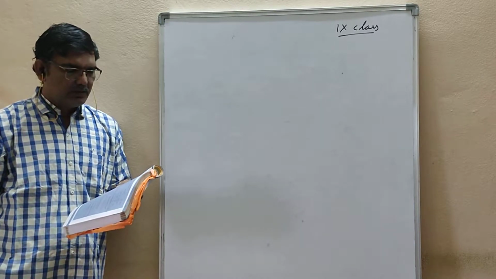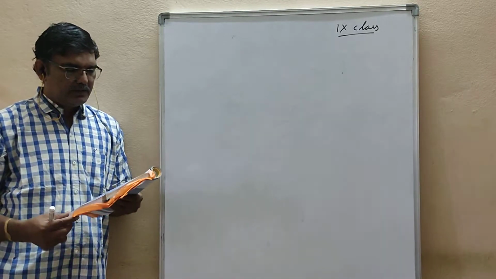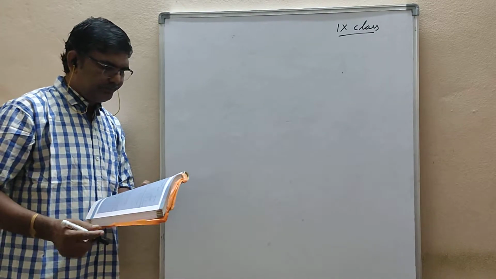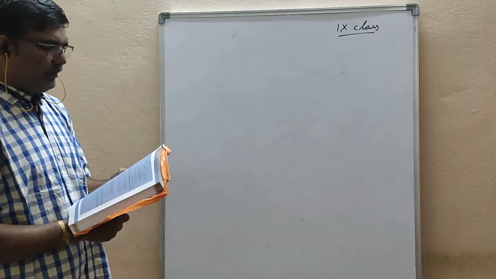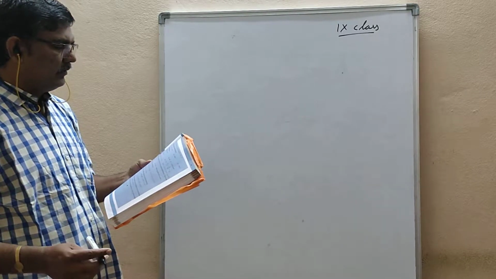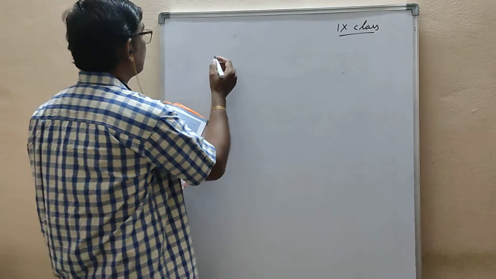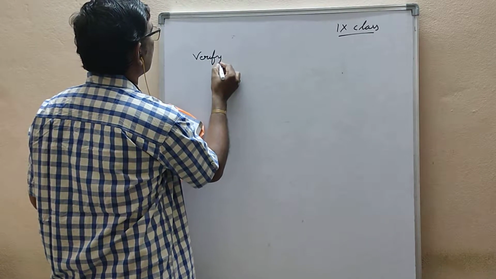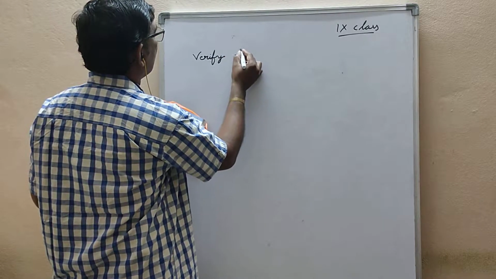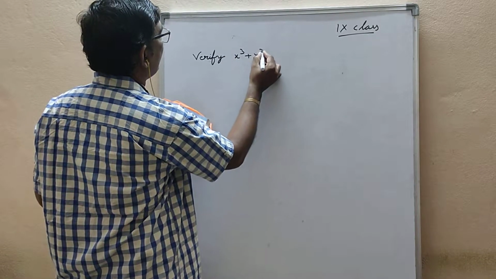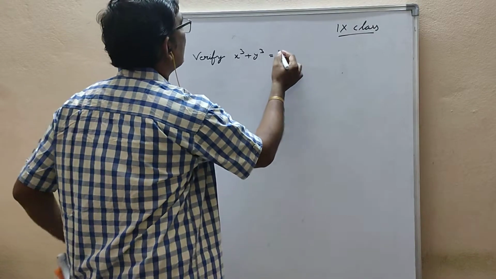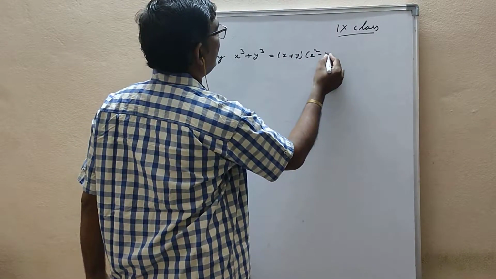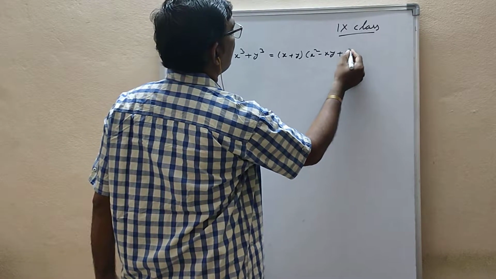Good morning, students. Today we will continue with the ninth problem onwards in exercise 2.5. So the ninth problem is: verify x cube plus y cube is equal to (x plus y) into (x square minus xy plus y square).